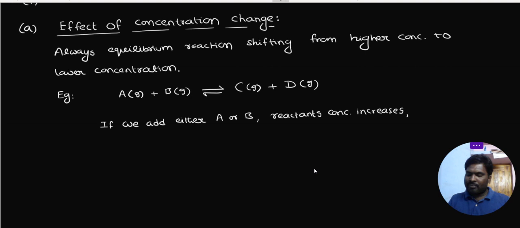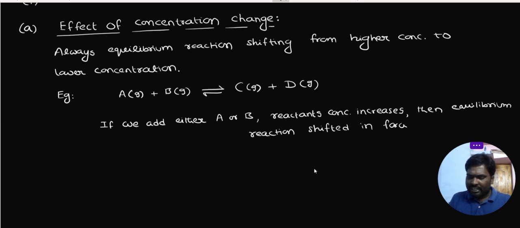Then what happens? Then equilibrium reaction shifted in forward direction. Okay, so very very important statement it is. If we add either A or B, then reactants concentration increases. So comparatively products concentration is low, then higher to lower means forward direction.